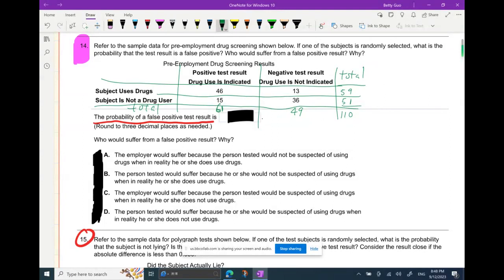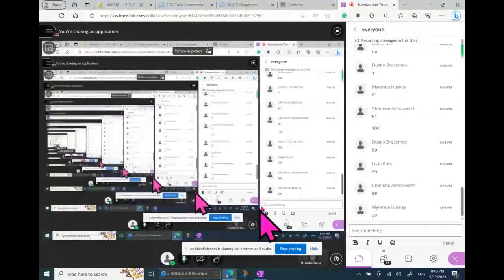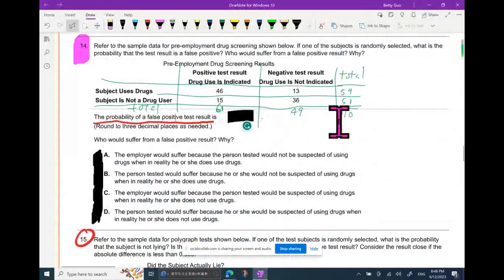How many people use drug? Let's at least finish this question, okay, guys? Yeah, exactly. That means you understand the table. Then we have 51 people do not use drug, right? So we have in total 110. 110 is the total number of the subjects here. Among the 110 people, 59 use drugs, 51 do not use drugs.